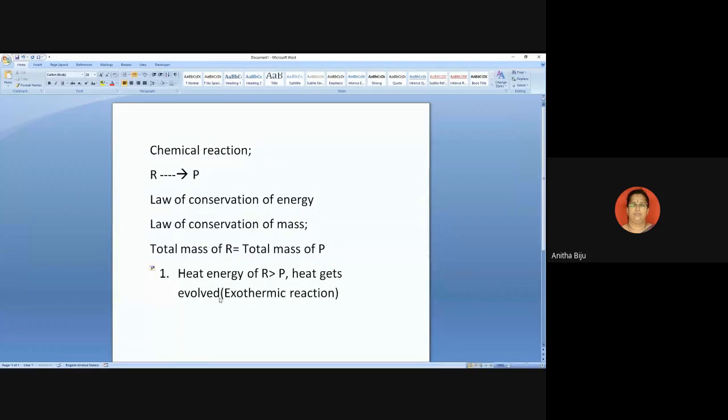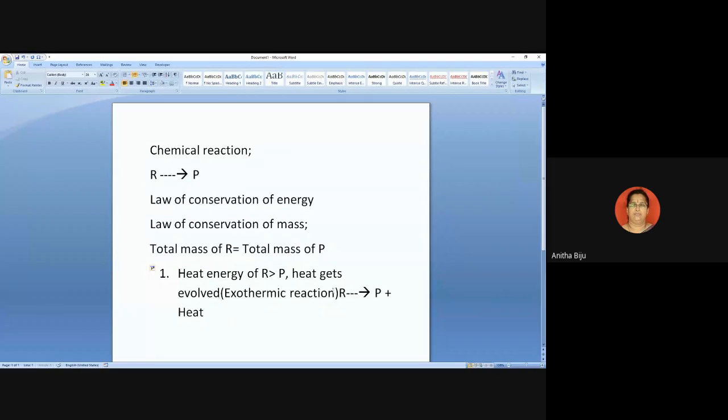Now I'll give one example of representing an exothermic reaction, again in a symbolic way. In order to express an exothermic reaction, we can adopt this pattern. Which pattern? R gives product, then plus heat.